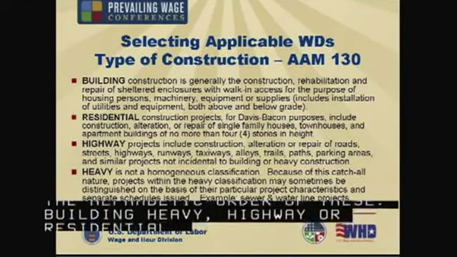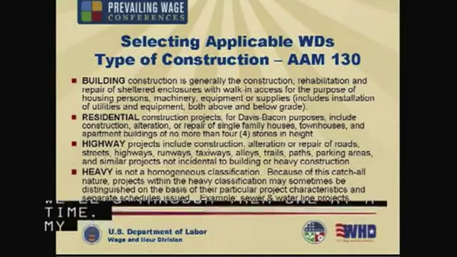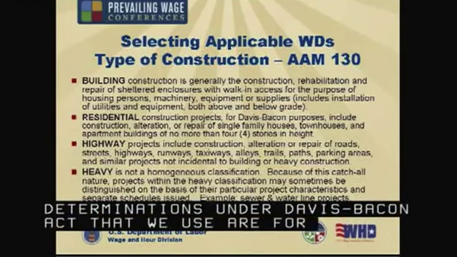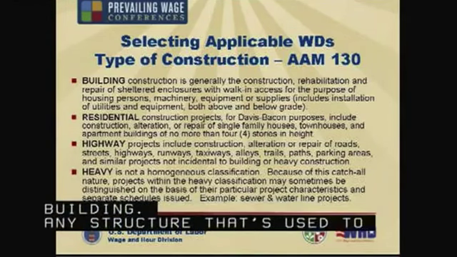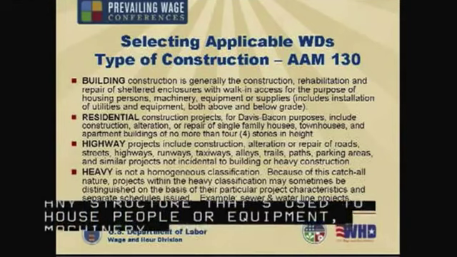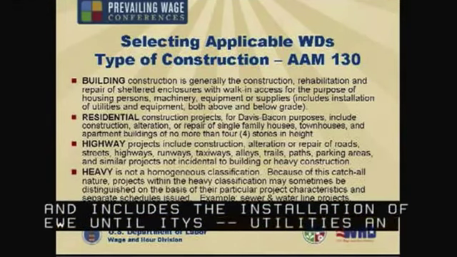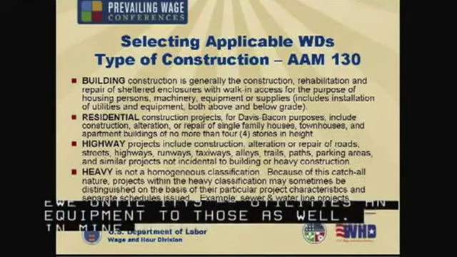In my agency, most of the wage determinations under Davis-Bacon Act that we use are for buildings. That's any structure that's used to house people or equipment, machinery. It includes the installation of utilities and equipment to those as well. So that's, at least in my agency, the most common kind of wage determination we'll use.